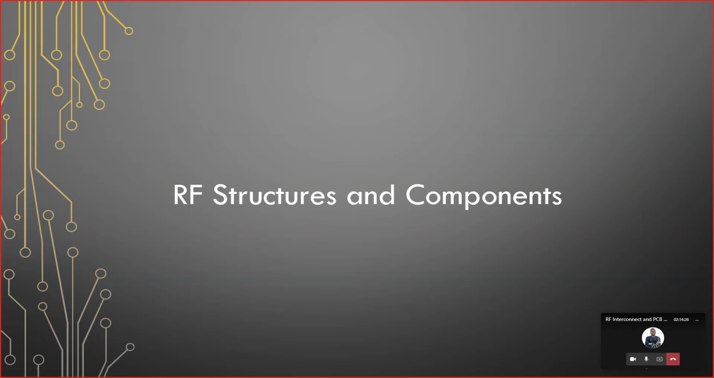So this is the final section. This fourth section will focus on some RF structures and components. And when I say components, I'm really talking about printed components. So the type of RF structure that you might design out of copper that will then be etched into a printed circuit board.